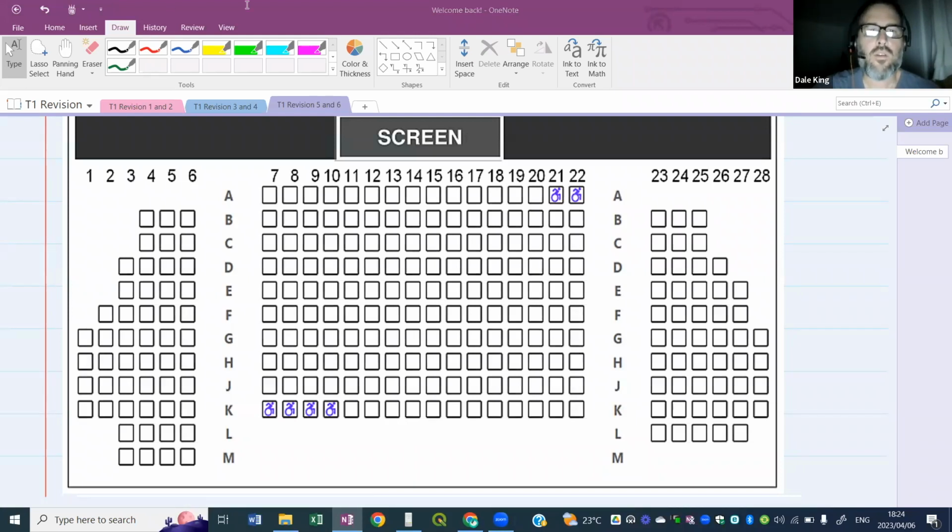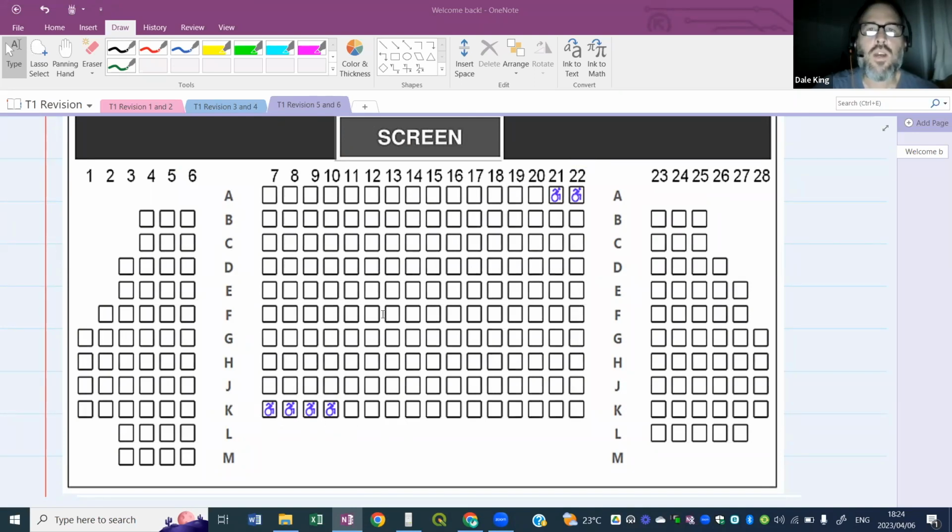We got K10, we got K7, A22. All right, that seems like more the front. Okay, so the A's will be near the word screen. That's near the front. Okay, I'm talking about the back. Sorry, I haven't written the question, so it's the back. Okay, 7, 8, 9, 10. Yes, 7, 8, 9, 10 are the wheelchair seats.